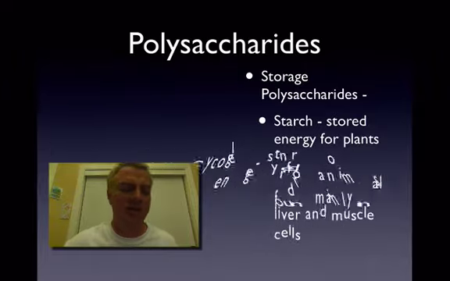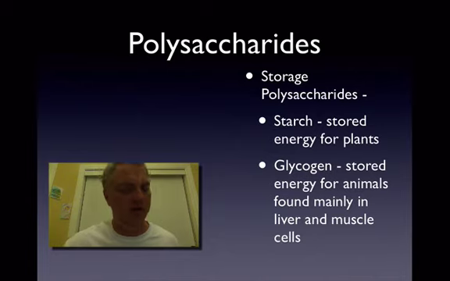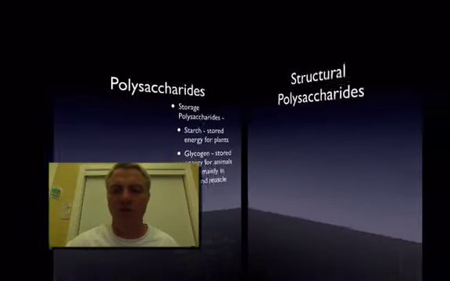Now, one that doesn't get as much playtime is this thing called glycogen. Glycogen is a storage that's very similar to starch, but it's found in animals. It's mainly found in liver and muscle cells, but it's kind of the same thing. It's a quick little storage for energy, and it doesn't last real long. About a day supply is about all you have, but it's a good place for energy storage.